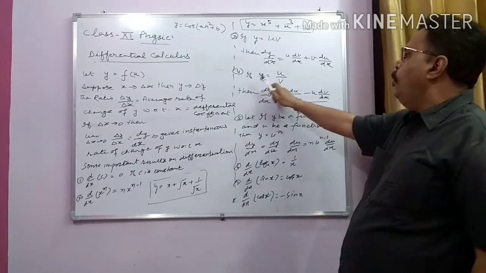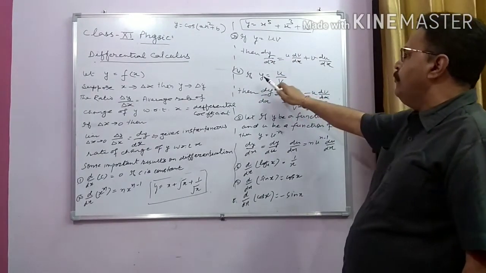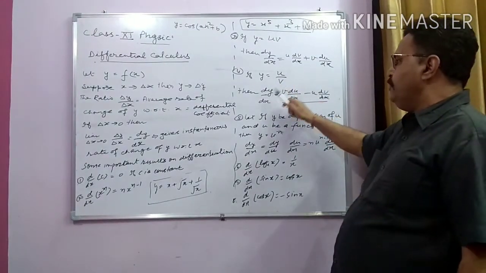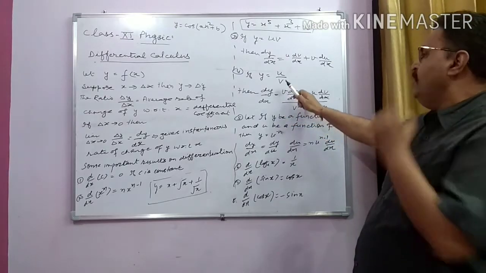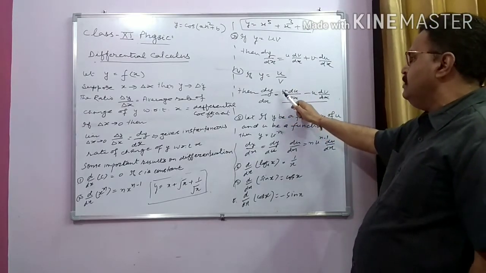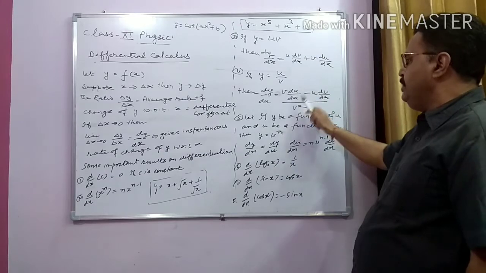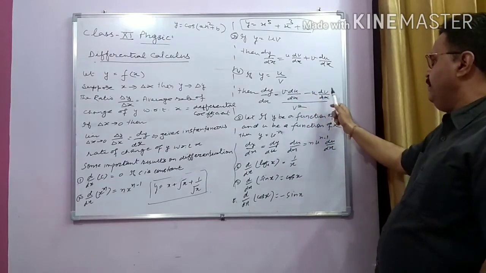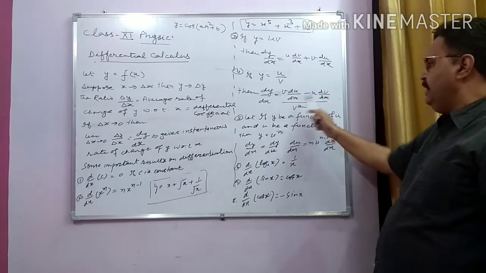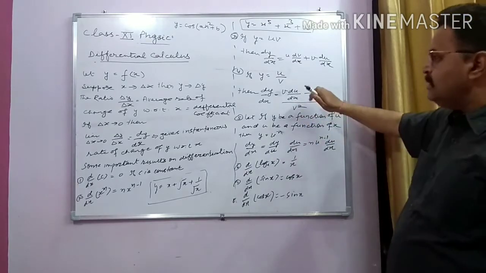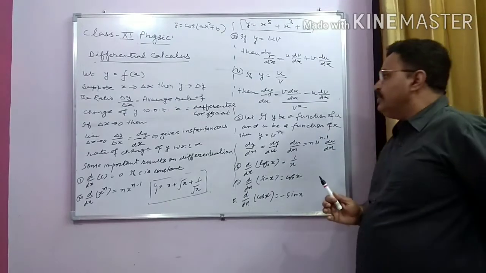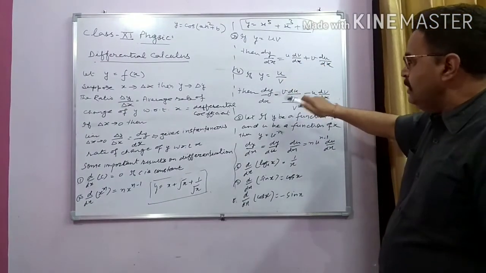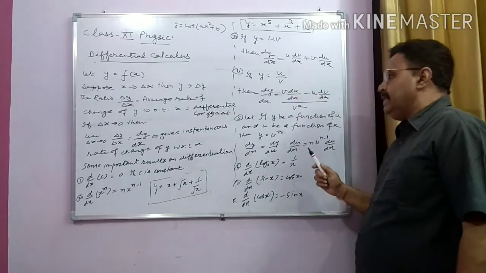Now if we have division form, y equal to u upon v, then the differentiation of u upon v can be taken as: first we take v constant and differentiate u, that is du upon dx, then we take u constant and differentiate v, dv upon dx, and then divide by v square. So this is the formula to differentiate a fraction form in differential calculus.